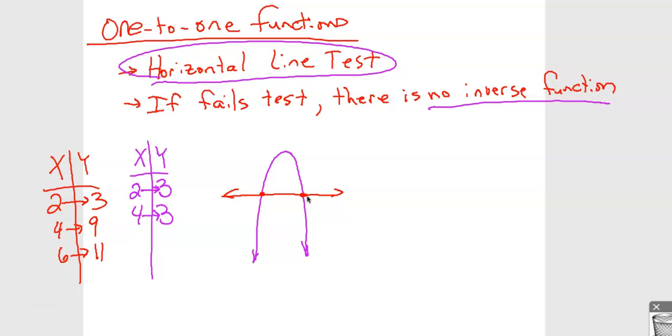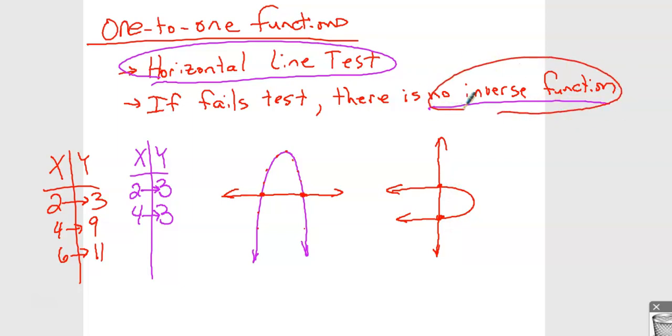Matter of fact, if you took every point on that function and swapped the x and y's, it would literally look something like this. And again, that's not a function, because when you draw the vertical line test, to see if it's a function, the vertical line test has to pass. And that would not pass. That's why we know it doesn't have an inverse function. We're about to do that. So if it doesn't pass the horizontal line test, then the inverse function does not exist.